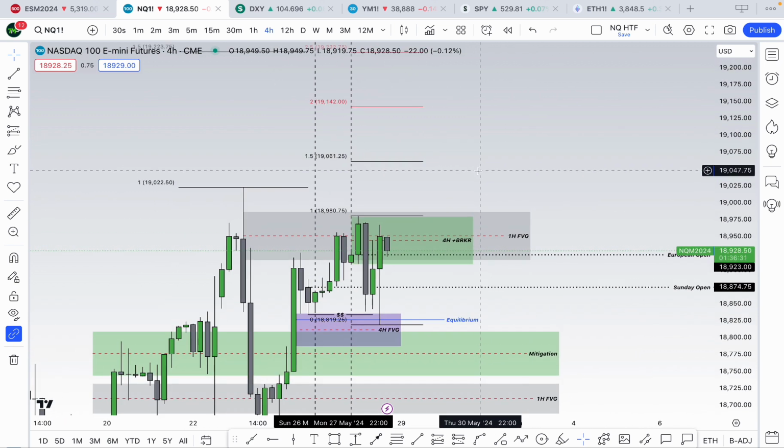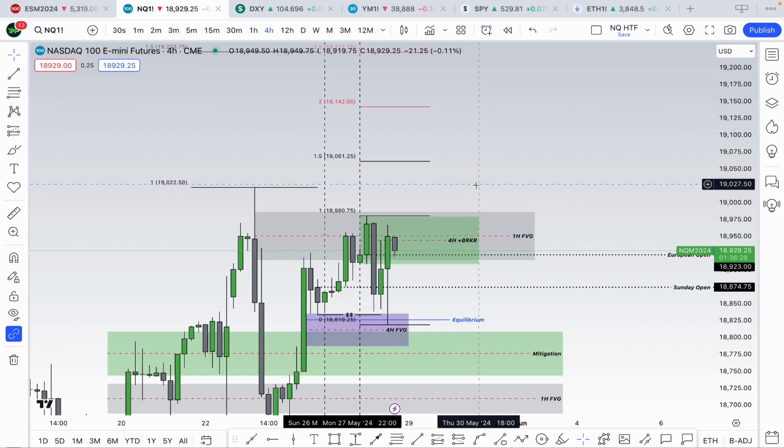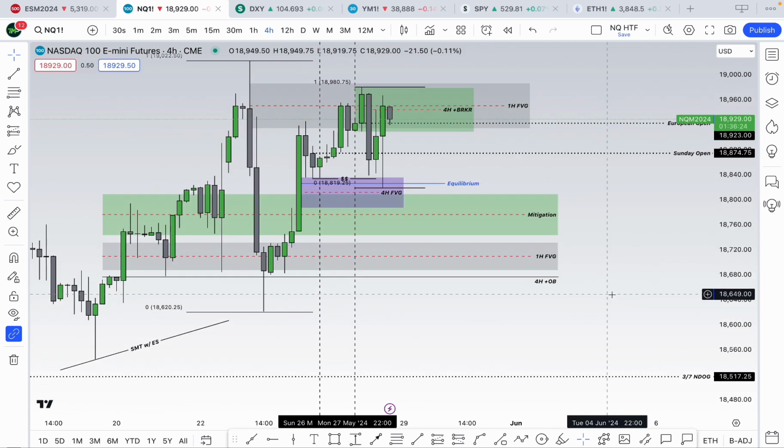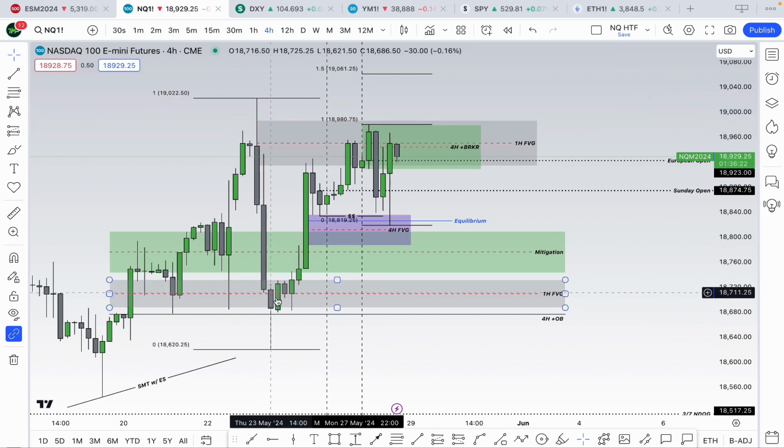19K is on the board. Of course, again, this is the daily swing projection that we have. Right, we have a mitigation. We didn't necessarily get back to the mitigation. This is a new day opening gap right here, right? So we drew into it.